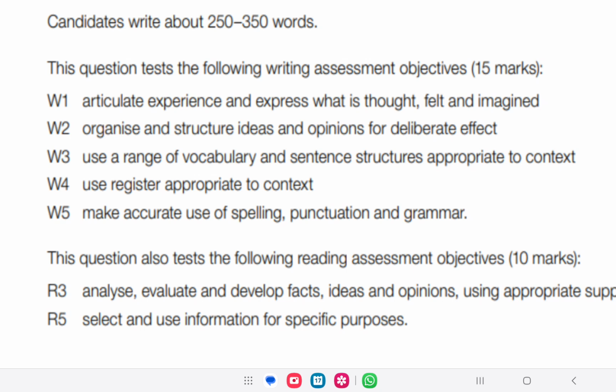Here 2 objectives are from the reading side and 5 are from the writing side. Number 1, articulate experience and express what is thought, felt and imagined. Number 2, organize and structure ideas and opinions for deliberate effect. 3, use a range of vocabulary and sentence structures appropriate to context. 4, use register appropriate to context.